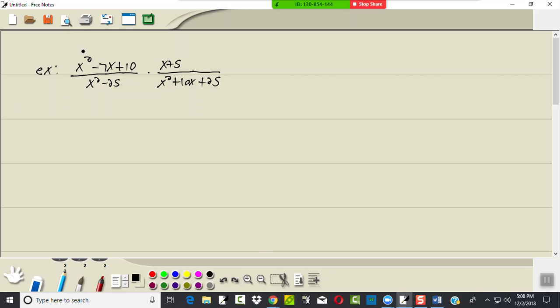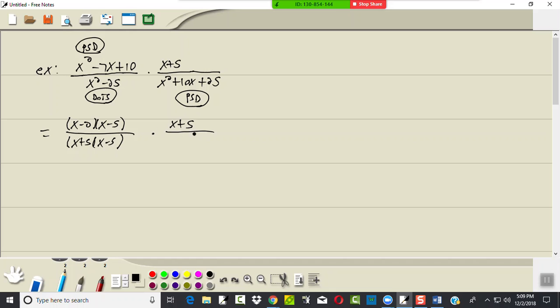Okay, step 1, factor everything. This is PSD, because we got x squared, no number in front of x squared. X plus 5 I can't do anything with. X squared minus 25 is difference of two squares, two terms with a minus sign in it. And this is PSD. So those factor as x minus 2 times x minus 5. This factors as x plus 5 times x minus 5. X plus 5 I can't do anything with. This factors as x plus 5 times x plus 5.